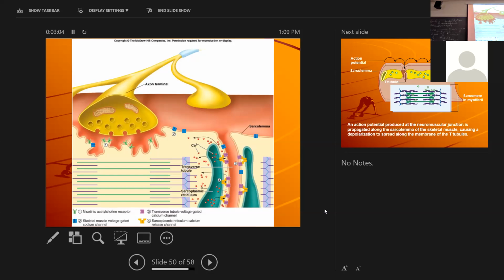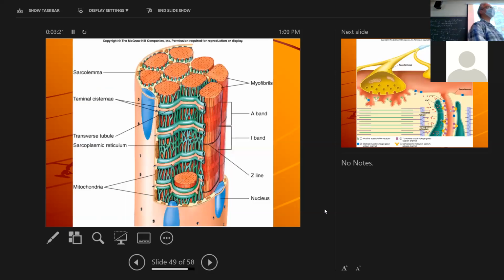Now, look where the voltage-gated sodium channels are located. They're also located in the T-tubule. So the depolarization starts here, goes here, and spreads here. Therefore, when you get a depolarization in this membrane, it will inexorably spread to the T-tubule. All right, you with me?